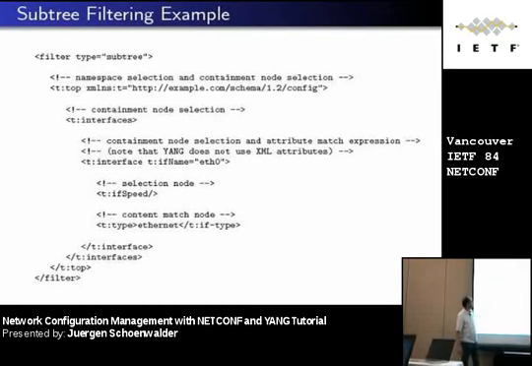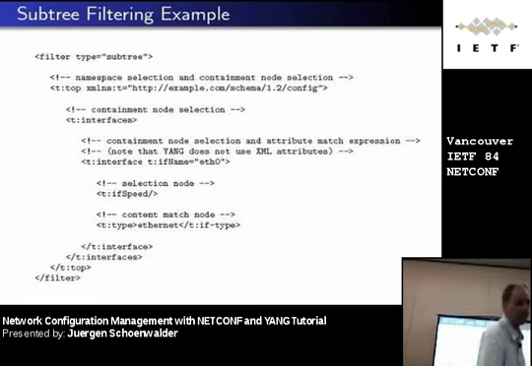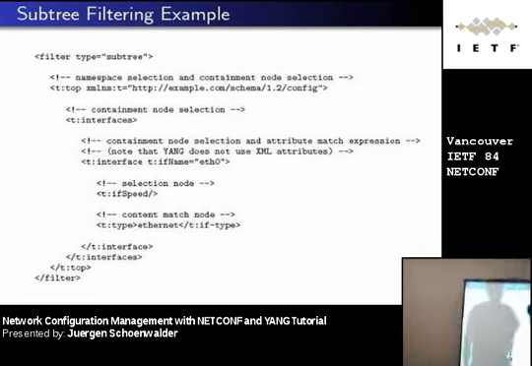It might even have an attribute that is being filtered. So here's a selection node. I want to select everything that's in there. And I can have content match nodes, but only of interfaces that have a certain type. So you can actually build more complex filter expressions these days. Okay.